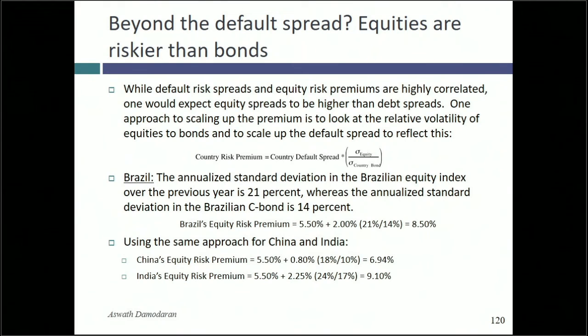I'll give you the way in which I try to estimate how much more. I look up two numbers. So in the case of Brazil, I look up the standard deviation of the equity index, the Bovespa. Let's say it's 21%. And then I look up the standard deviation of the Brazilian government bond. Let's say that's 14%. You take the ratio of those two numbers.